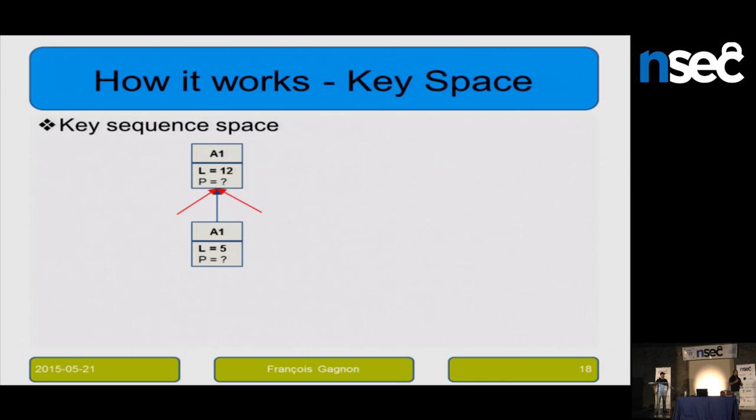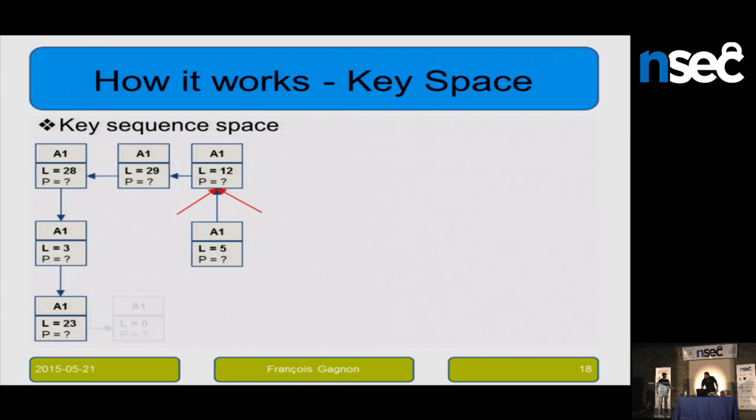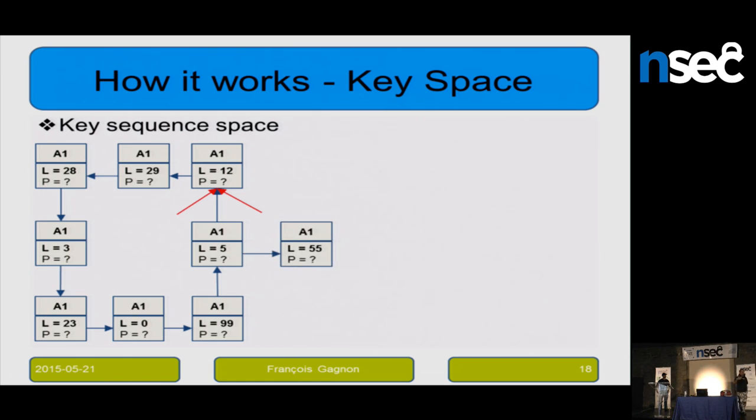When the system evolves, the agent A1 will change its level from 5 to, let's say, 12. And this change will be impacted by other agents as well. The red arrows show potential impact from other agents. Then A1 will continue to evolve: 29, 28, and so on, down to 3. And at some point, obviously, it will come back to a level of 5. But what's interesting here is that the next step will not always be 12, because there are other factors that will impact the evolution, and the parameters are probably not going to be the same. So even though the key part generated by A1 is the same, the next evolution will not be the same.